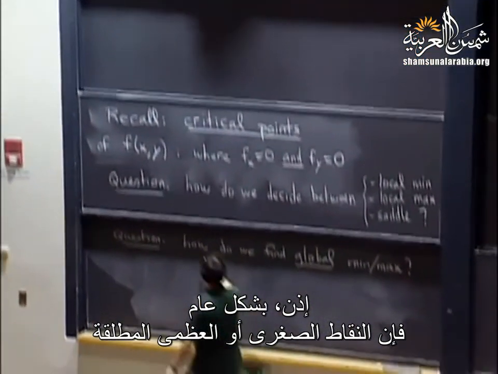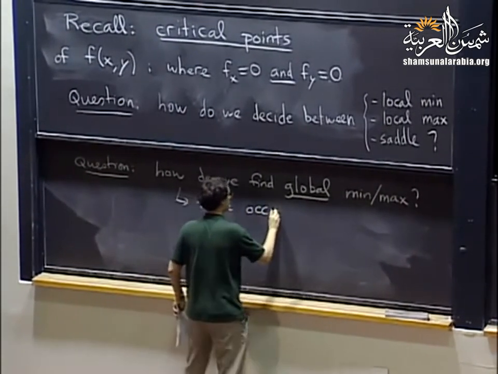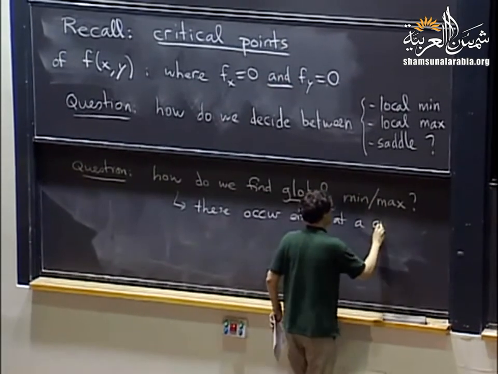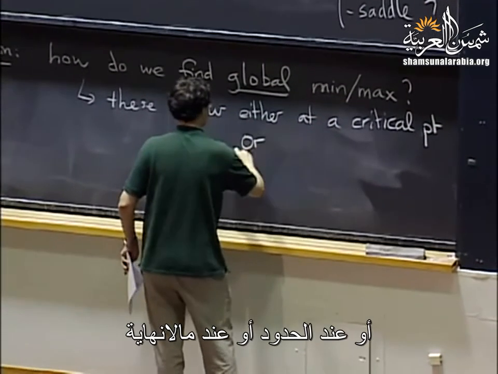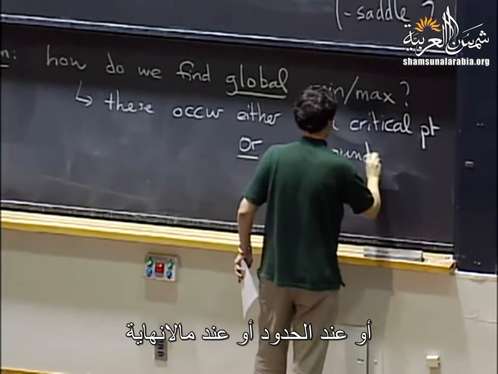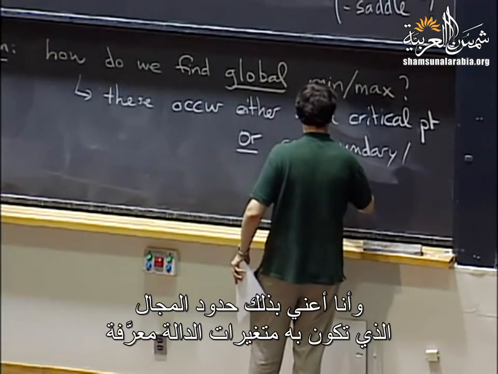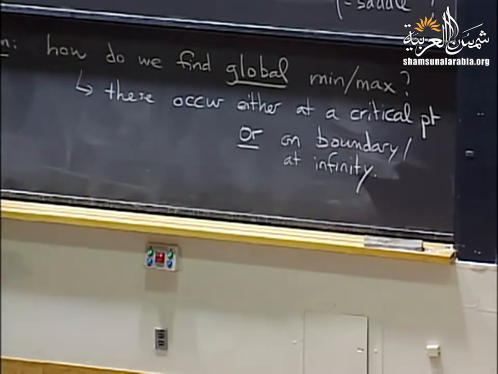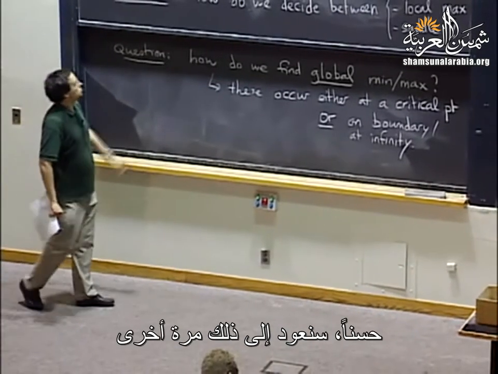So in general, I should point out, these could occur either at a critical point, or on the boundary, or at infinity. By that I mean on the boundary of a domain of definition that we are considering. And so we have to try both. Okay, but we'll get back to that.